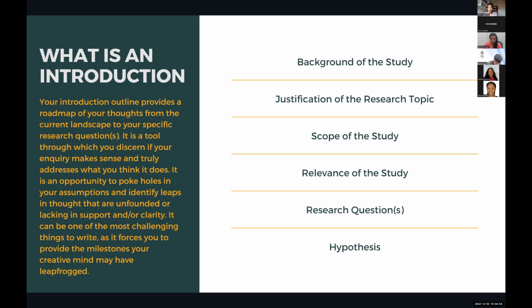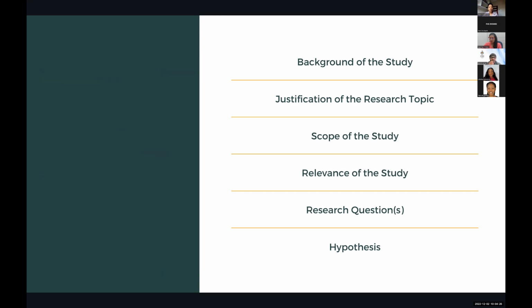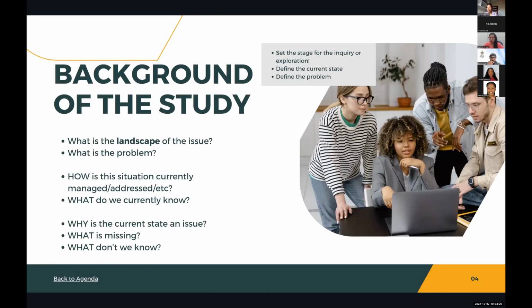It can be one of the most difficult things to write, like where do you even start, right? And then it forces you to create those milestones that we as creatives, in the humanities, might just skip. So in your introduction, these are the things that you could or should have. So for the background of this study, there are three things you want to focus on. You want to set the stage for the inquiry or exploration, you want to define the current state, and then you want to define the problem.